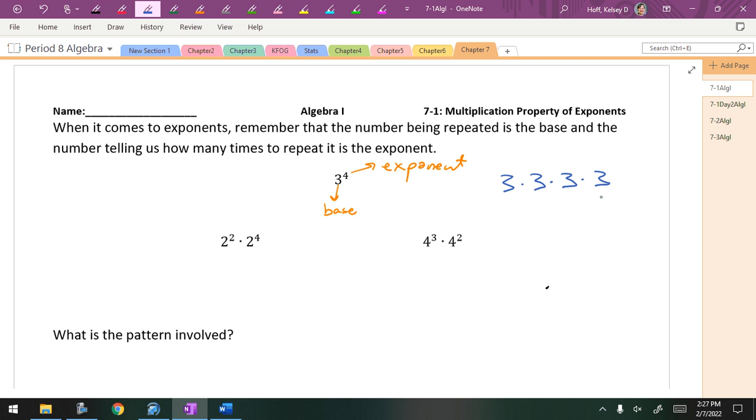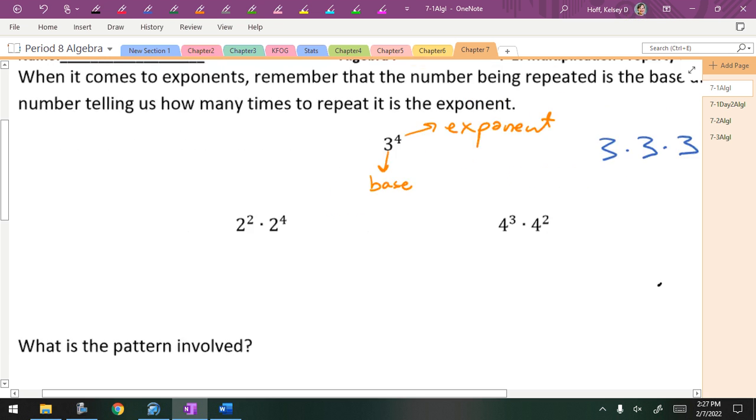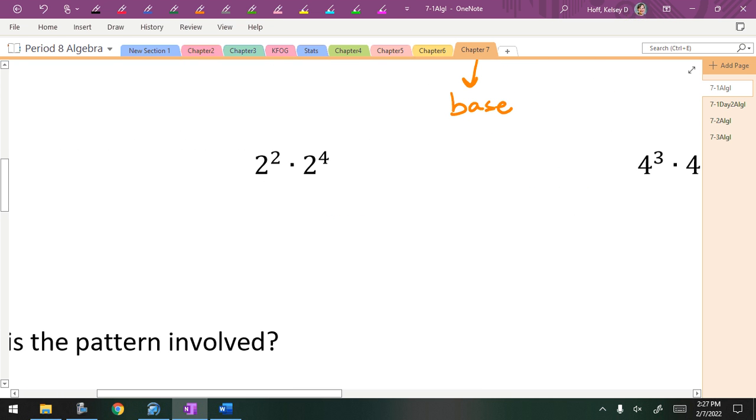You're like, got it, Miss Hoff. Done this before. Now consider 2 squared times 2 to the 4th. What's 2 squared mean? 2 times 2. What's 2 to the 4th mean? 2 times 2 times 2 times 2. So how many 2's do I actually have multiplied together? 2 to the 6th.